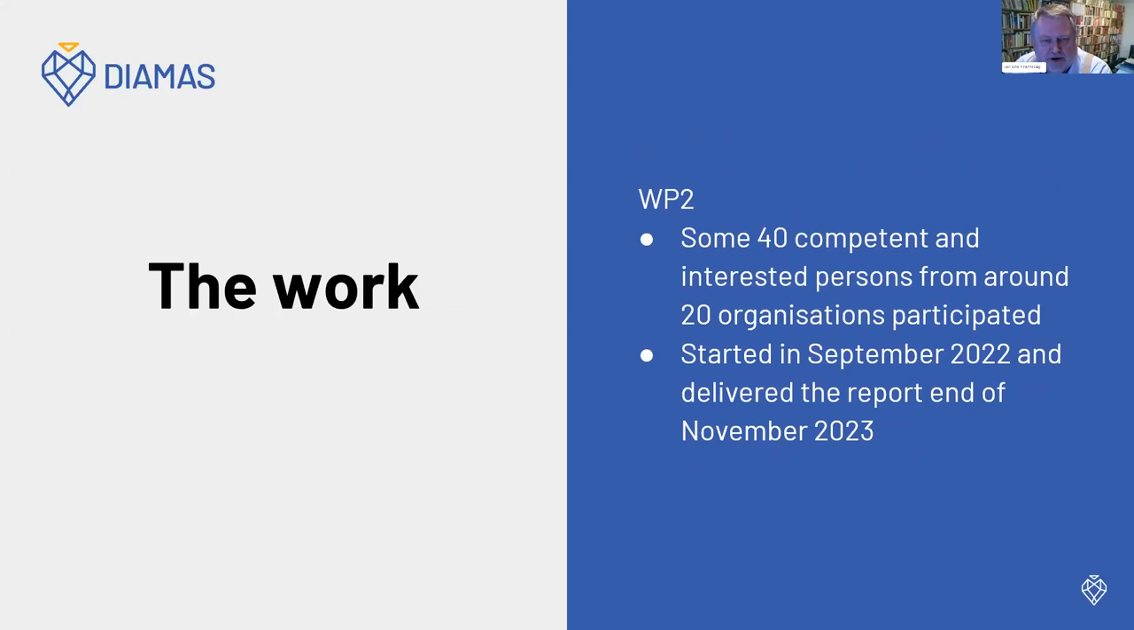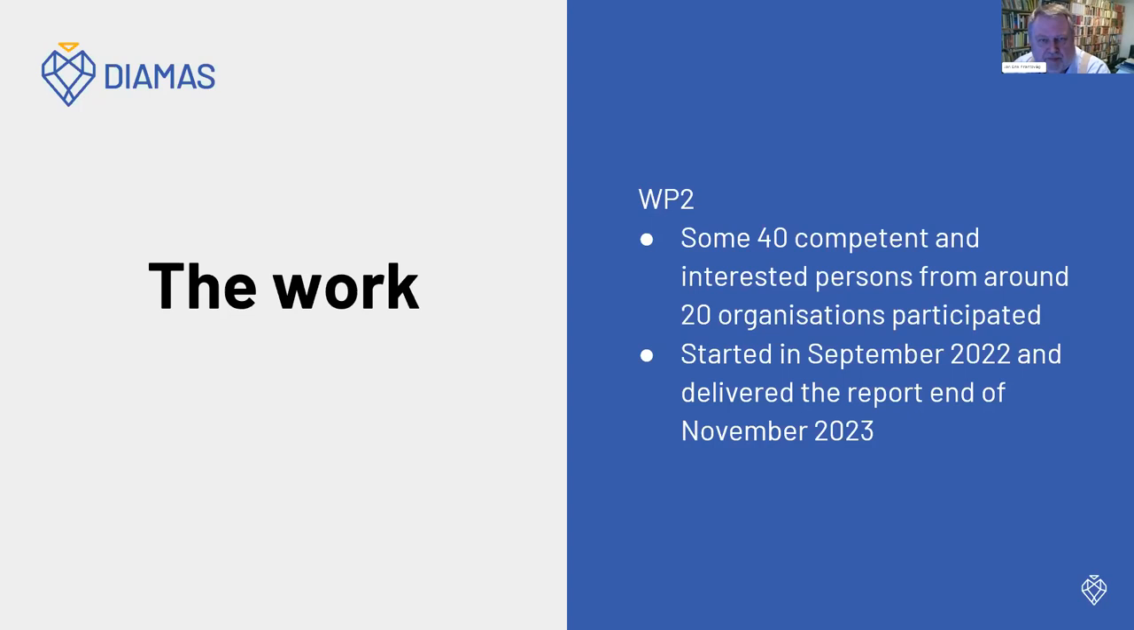The work, it was much work. I don't want to do this again, but at least 40 competent and interested persons from around 20 organizations, I mean, nearly all partners in DIAMAS also took part in the work in Work Package 2, and also a couple of persons from outside the project, from important countries that were not represented in DIAMAS. We started our work in September 2022, and we delivered a report at the end of November 2023, and dissemination didn't start until February.